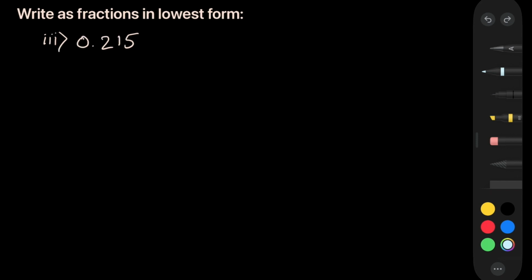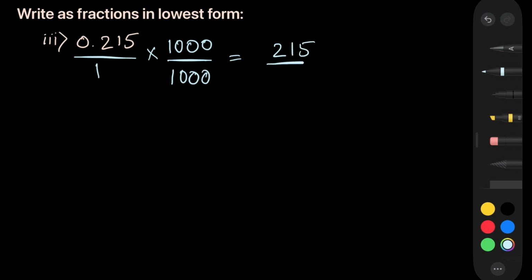Now moving on to the next question, write 0.215 as a fraction in its lowest form. So we can write 0.215 as 0.215 by 1, multiplying both the numerator and denominator by 1000. The fraction is equivalent and is equal to 215 by 1000. Now to write it in its lowest form, we need to get the HCF of 215 and 1000 and divide both the numerator and denominator by the HCF.